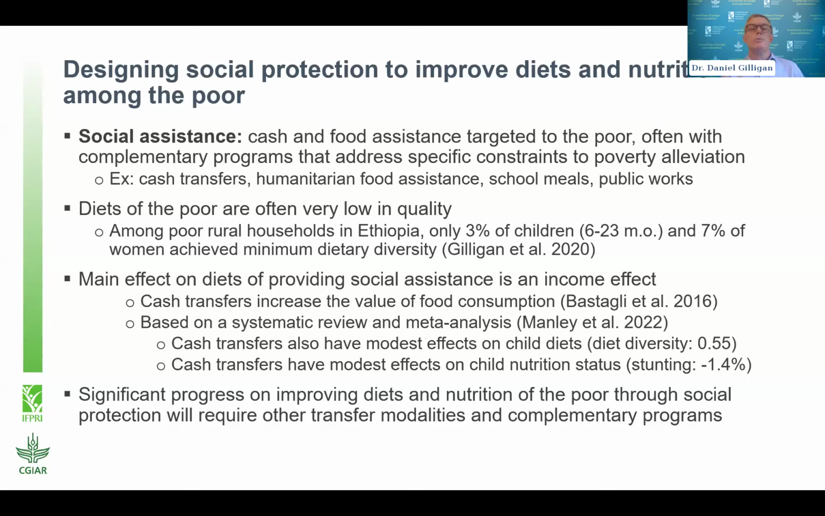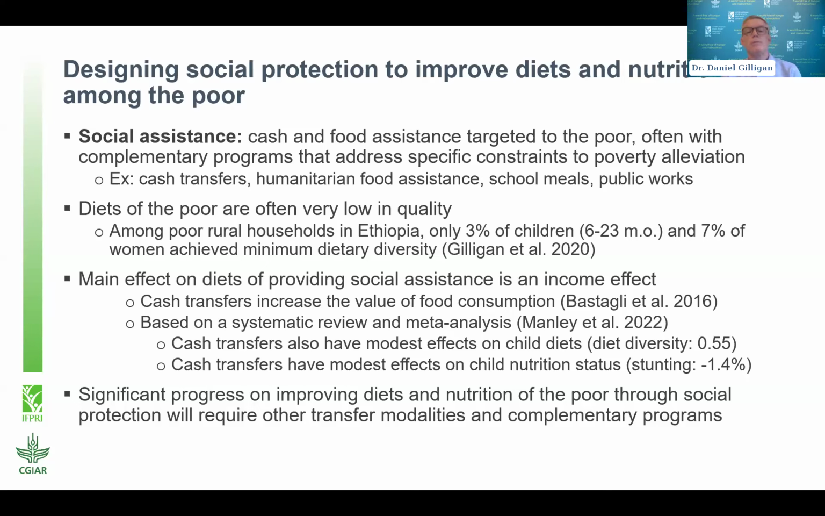And so what might social protection programs do to improve that? Well, the main effect on diets of providing social assistance is an income effect. So again, the main effect of the transfer is to increase income. We know that these programs improve total household consumption. And because food is a high share of consumption in poor households, that means that they also tend to increase the value of food consumption. So that's a very good outcome. And again, this is coming through some review evidence in Bastagli et al.